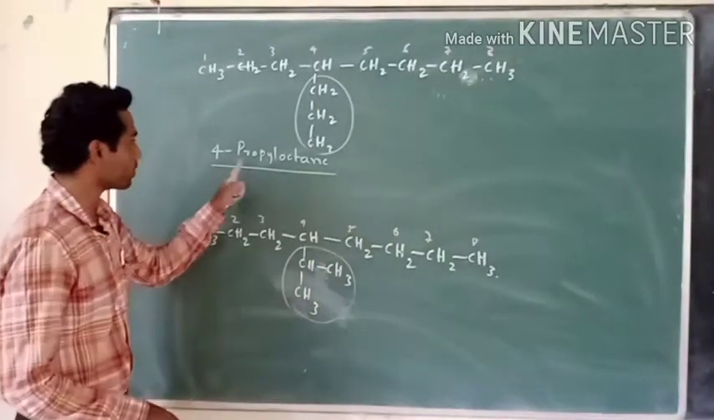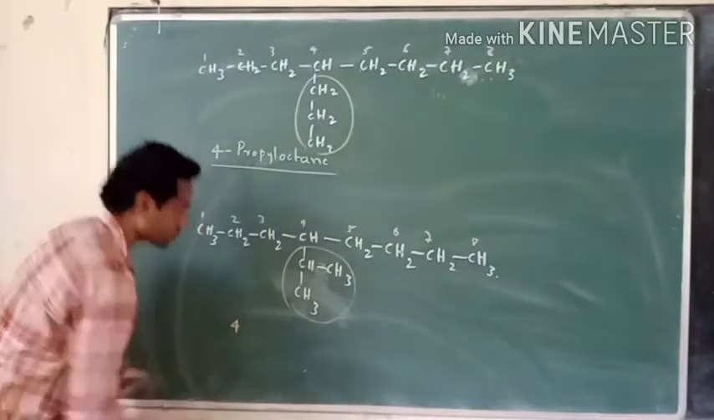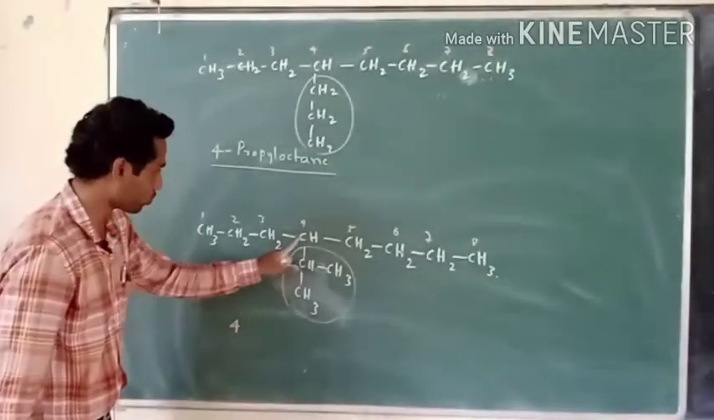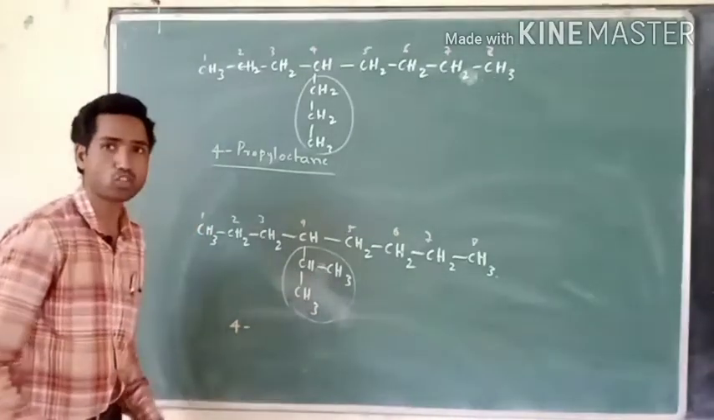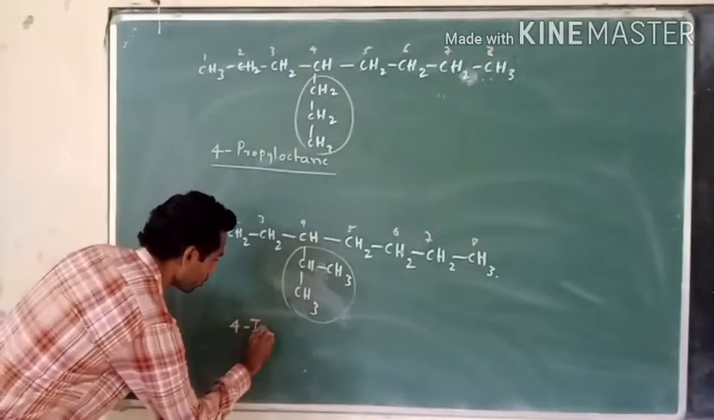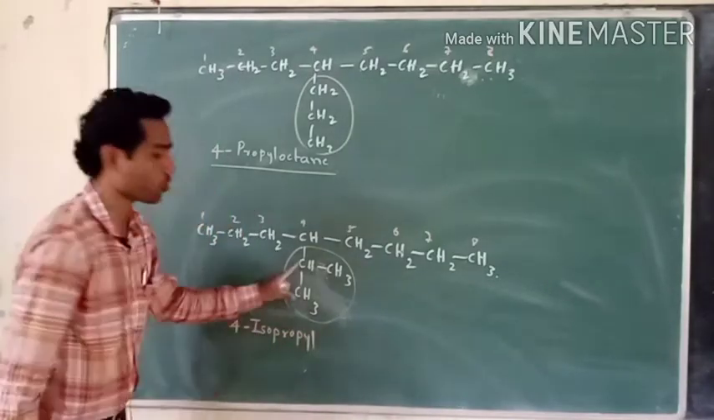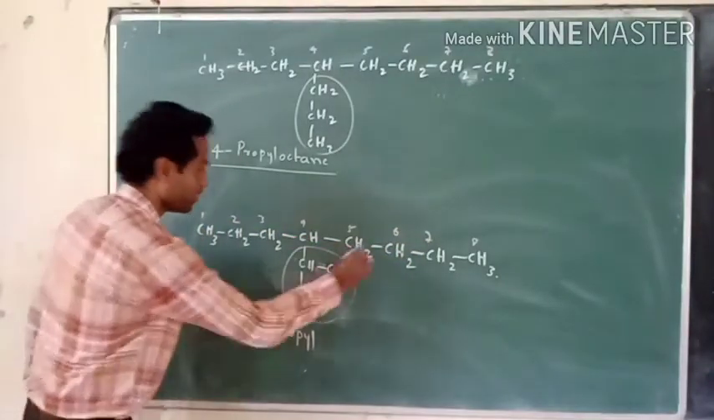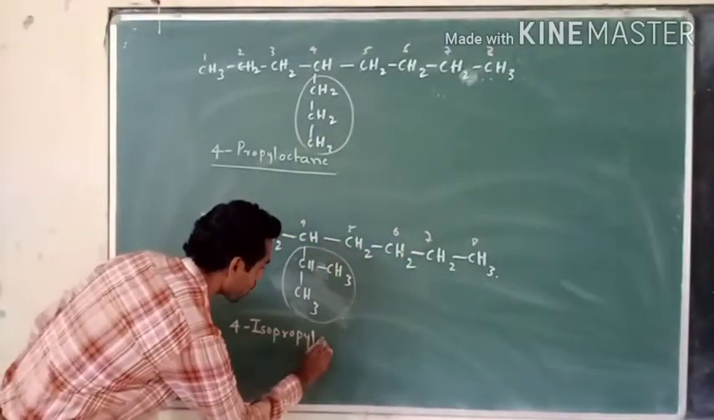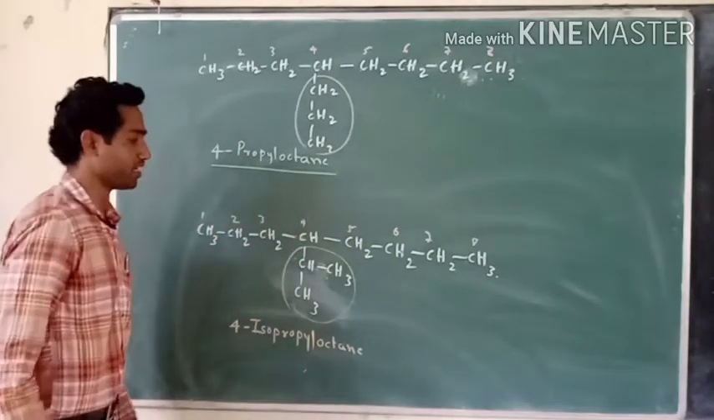And how to write the name of the molecule? So at the fourth position, what is the name of this substituent? That is nothing but isopropyl, right? So isopropyl. How many number of carbons in the longest carbon chain? 8. Therefore oct, ANE is the primary suffix.